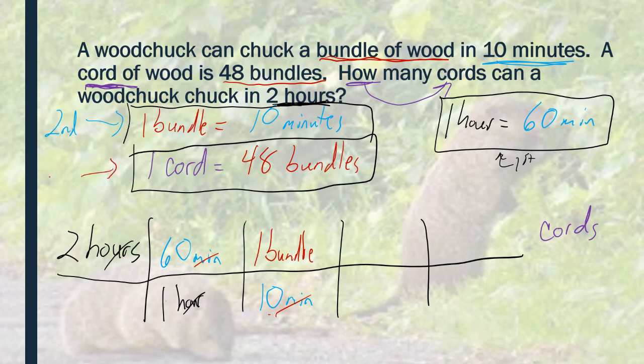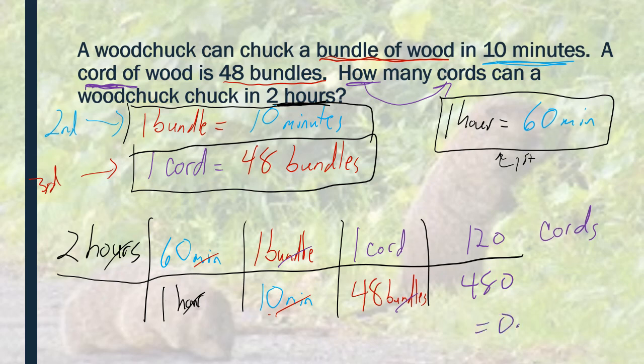So we're going to use that one third. And again, we're going to use the red one on the bottom to cancel. And if that's at the bottom, then we want 1 cord on the top, which is what our answer needs to be. And that'll cancel the bundles. So 2 times 60 times 1 times 1, that's 120. And then 10 times 48 is 480. And then 120 divided by 480 equals 0.25. So the answer is 0.25 cords.